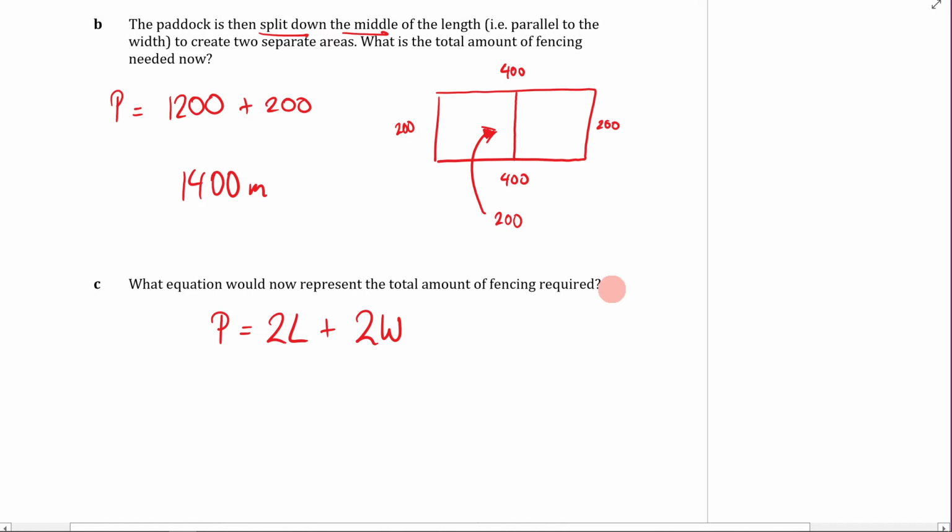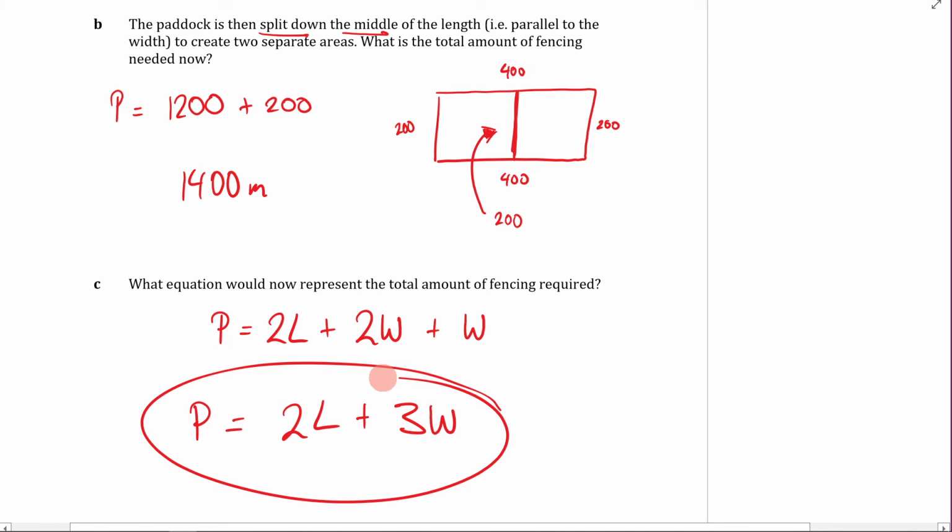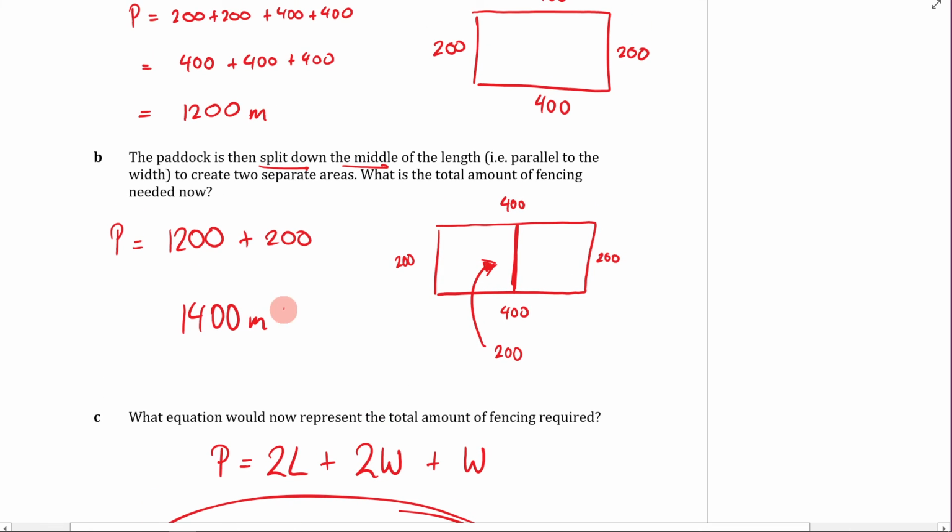And now what we're doing is we're adding in another width, aren't we? Because this here is just like adding in another width. So that means my new perimeter will be 2L plus 3W. That's going to be my answer, 2L plus 3W. Okay, hopefully you were successful with this and you understand how we got each of these answers.